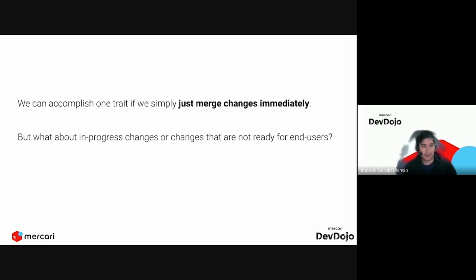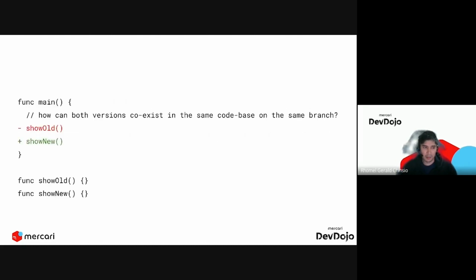And there are obvious questions about that. So here's another question for you. Here's our code base. Very simple. We have an old feature and a new feature. And the goal is to have both in the same code base. How can we do it?